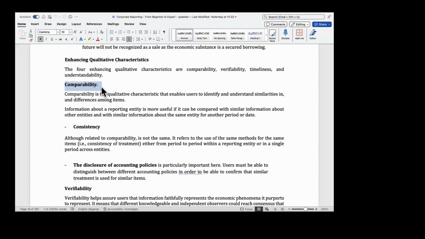Your reports should be capable of being compared with that of other entities. We should be able to compare reports with that of other entities, and we should be able to compare your report with that of your previous years. Okay? And the only way this is possible is to ensure that you treat all items in your books consistently and ensure that accounting policies are appropriately disclosed. This aids comparability.